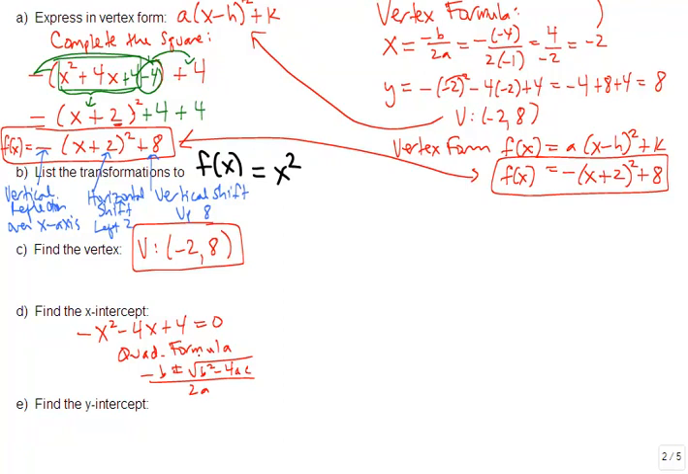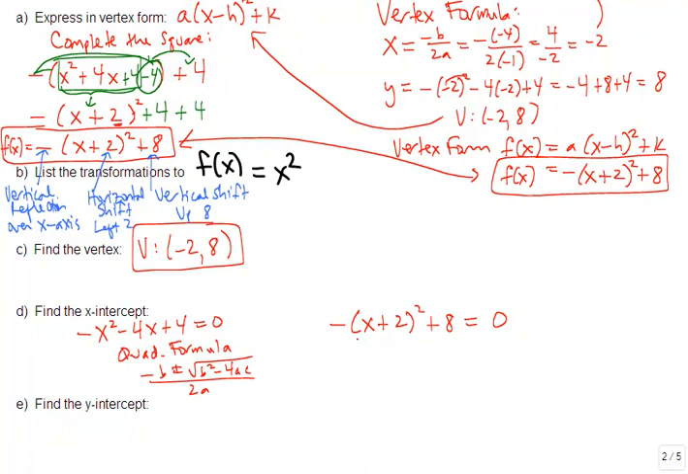Now, just as another option, since we've already done all the work for it, I want to show you that instead of setting the original function equal to 0, we could set this vertex form equal to 0. So it's the same equation, it's just written in a more factored way. And if I set that to 0, sometimes I like to do this instead because it's a little easier to solve.